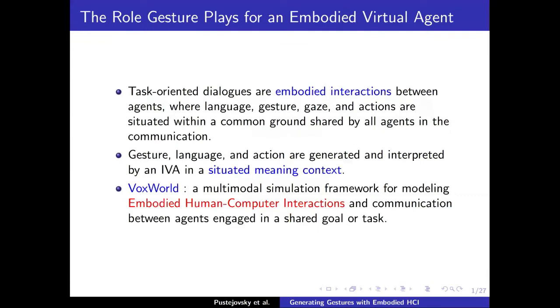The role gesture plays for an embodied virtual agent is critical. Task-oriented dialogues are inherently embodied interactions between agents, where language, gesture, gaze, and action are all situated within a common ground. And this common ground is shared by all the agents participating in the communication. In our context, we'll be examining how gesture, language, and action can all be generated and interpreted by an IVA in a situated meaning context.